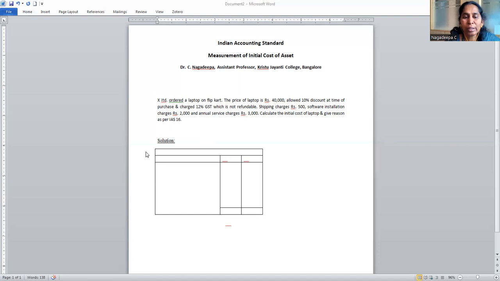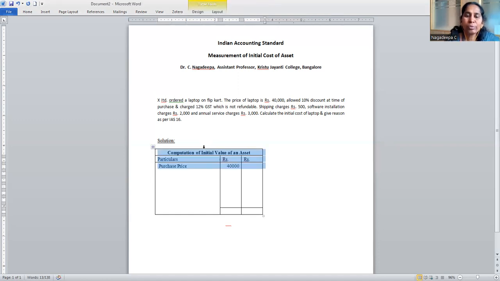So there is a solution. First, you are going to calculate the computation of the initial cost, or initial value, of the laptop. Here you can say initial cost of an asset, and the asset name is laptop. I'm taking two columns, an inner column and an outer column. Some adjustments we can do in the inner column, and the net amount you can write in the outer column. The first is the purchase price.